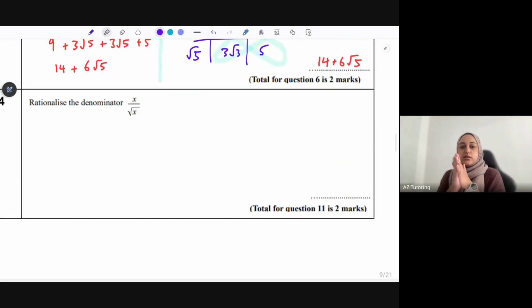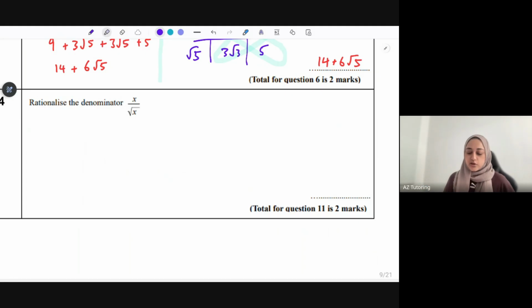Okay, now rationalizing the denominator. Whenever you've got surds in the denominator, we don't want them in the denominator. We have to get rid of them. Sometimes in the exam question, they won't tell you to rationalize it, but they'll expect you to just know. They might even say simplify. So just know we can never have surds in the denominator, but it's fine if it's in the numerator.